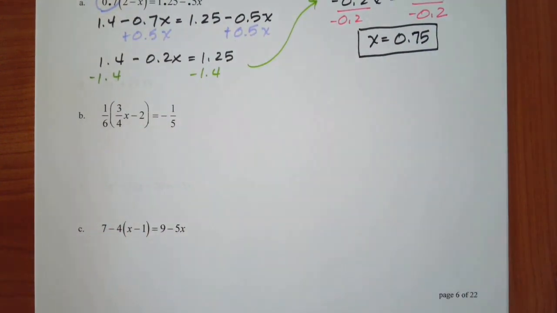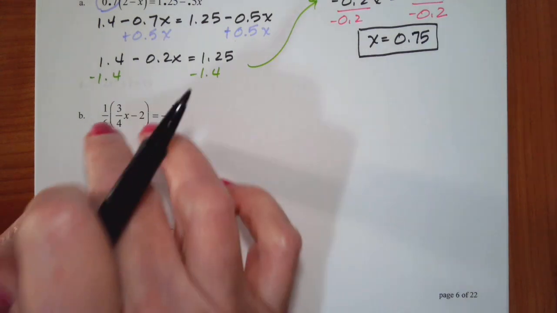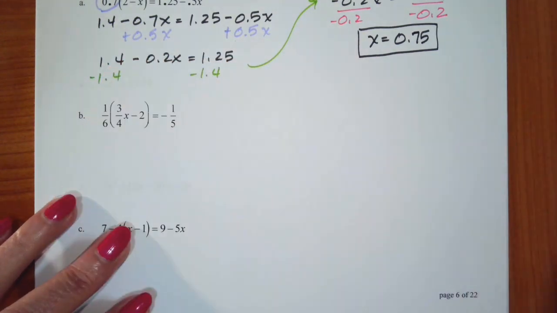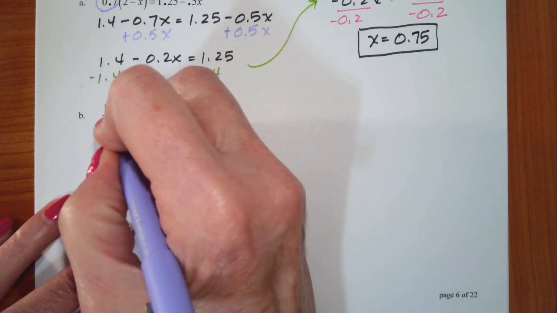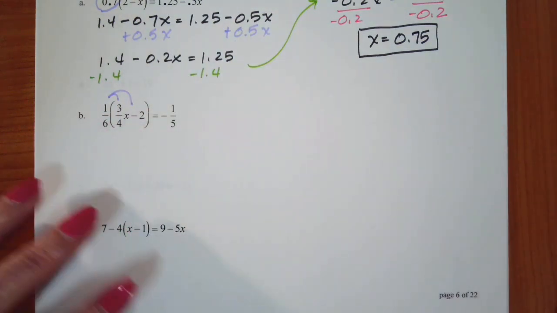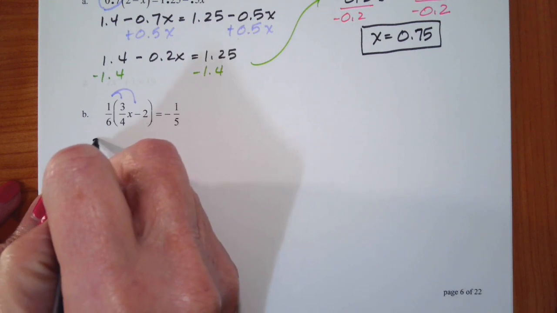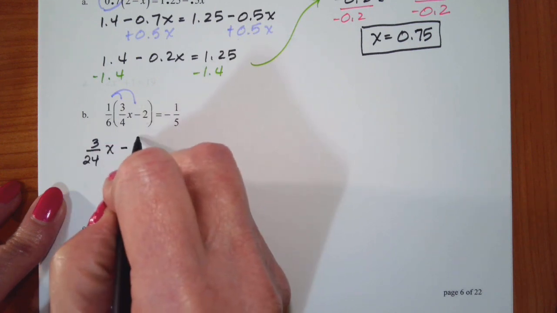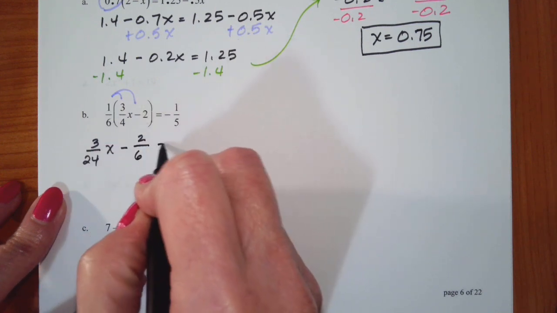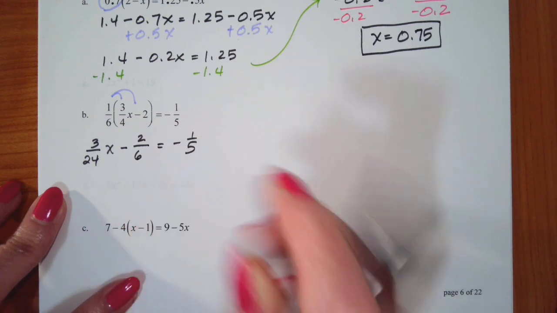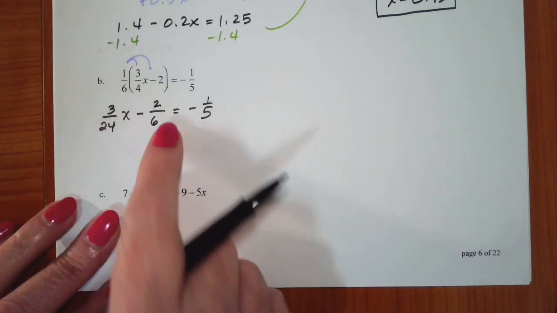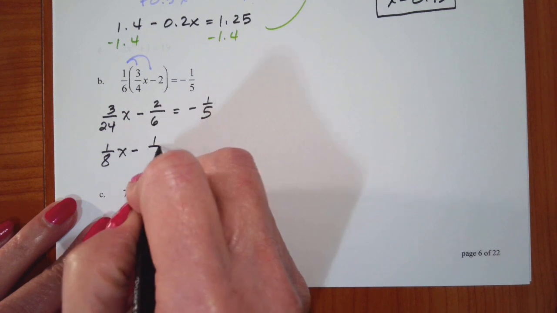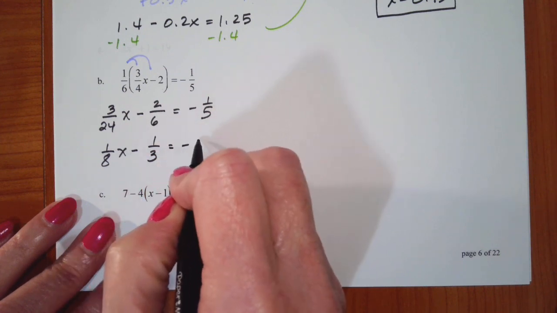Okay. Now we talked about clearing fractions. When I do these, if I'm going to clear the fractions, I want to do the distribution first. So the first thing I'm going to do is distribute. So this gives me 1 times 3 is 3, 6 times 4 is 24x, 2 times 1 is 2 over 6, is equal to negative 1 over 5. Now I can simplify this. 3 over 24 is 1 over 8x. This is 1/3 is equal to negative 1/5.